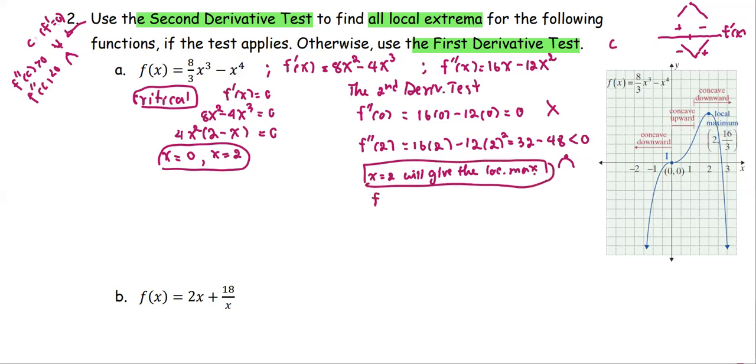And the function value at 2 equals 8/3 times 2 to the third minus 2 to the fourth power, which is 8/3 multiplied by 8 minus 16, and it turns out to be 16/3. So the ordered pair (2, 16/3) is the local maximum point.